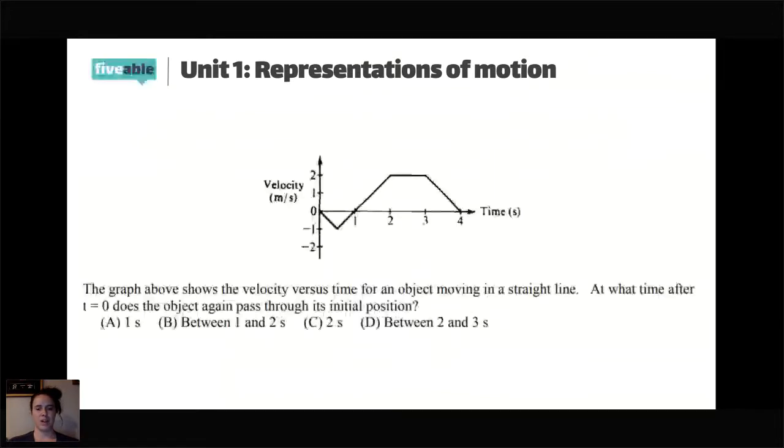Now, this is one of our nice throwing out a question every now and then. So the graph above shows the velocity versus time for an object moving in a straight line. At what time after t equals 0 does the object again pass through its initial position? Go ahead and throw an A, B, C, or D in the chat box when you are ready.